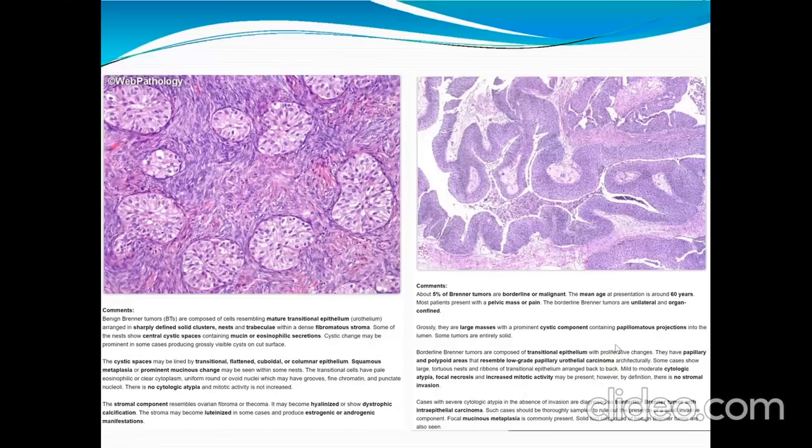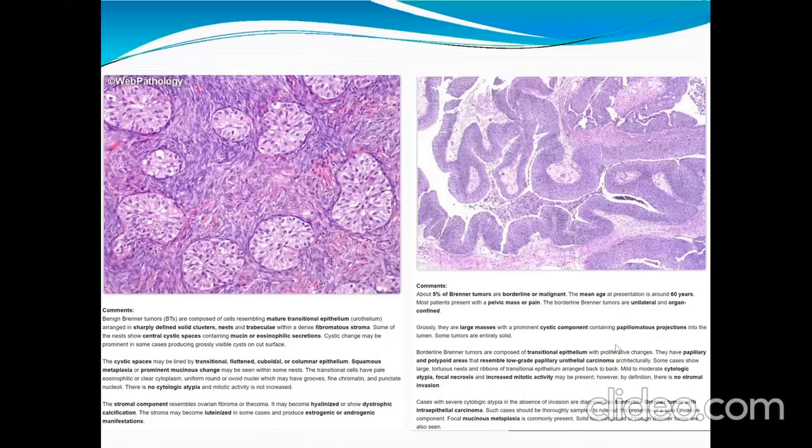The transitional cells have pale eosinophilic or clear cytoplasm, uniform round or ovoid nuclei, which may have lobes, fine chromatin, and punctate nuclei, and there is no cytologic atypia. In the benign Brenner tumor, the stromal component resembles ovarian fibroma or thecoma. It may become hyalinized or show dystrophic calcification.